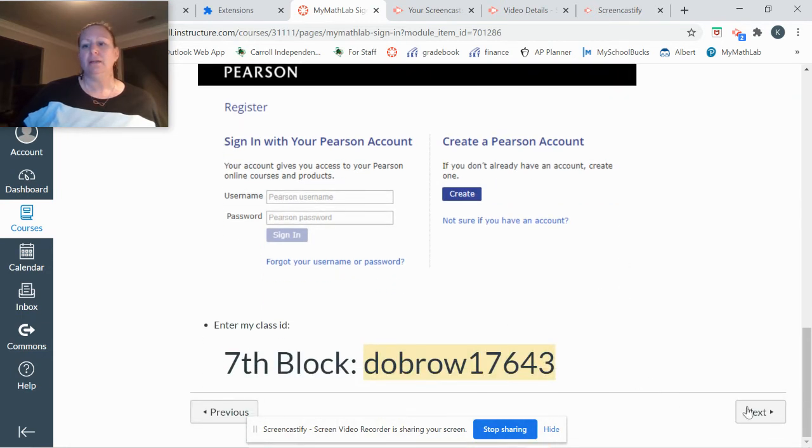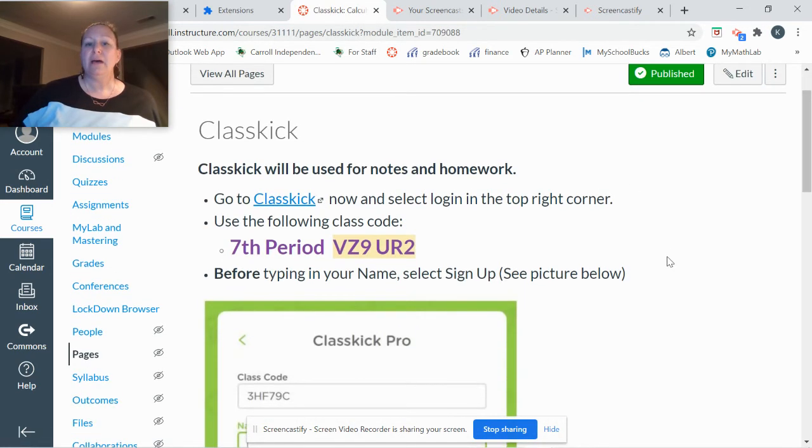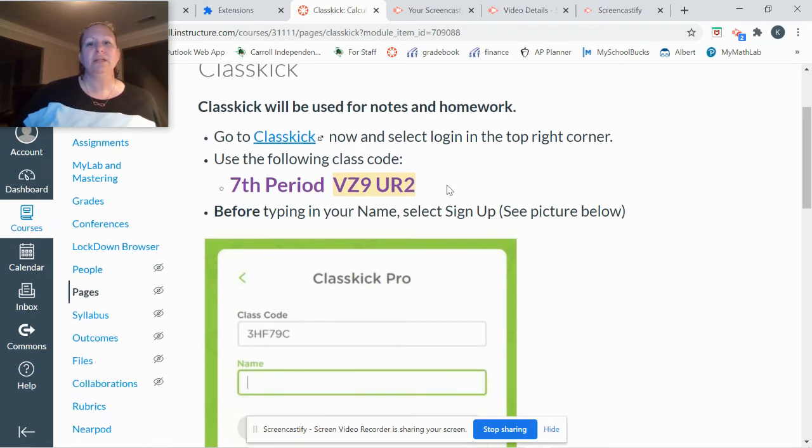All right, let's see what's next. ClassKick. You may have used ClassKick in the high school. I think they've had it for quite a while. We're going to go to ClassKick, and you're going to log in. I want you to actually read all of the directions and disclaimer before you enter the information, because there's a specific way I want you to log your name in.